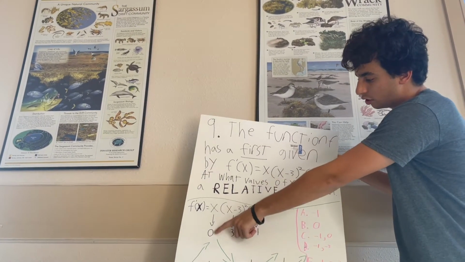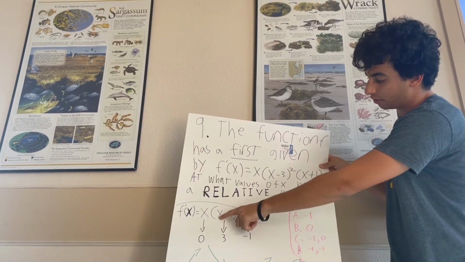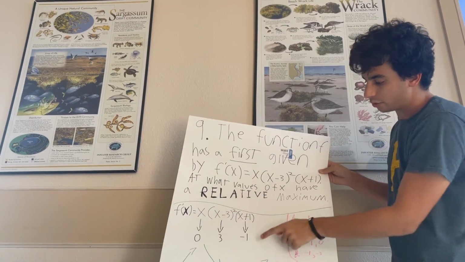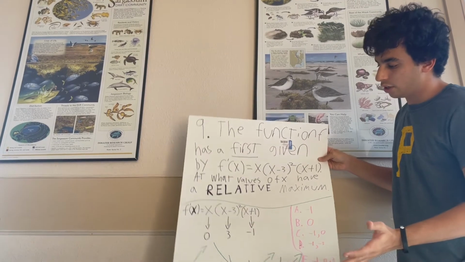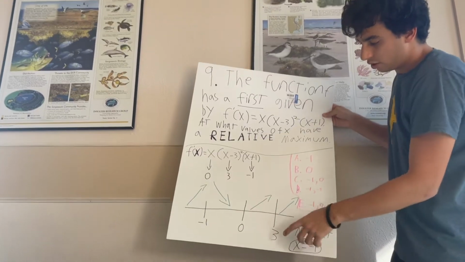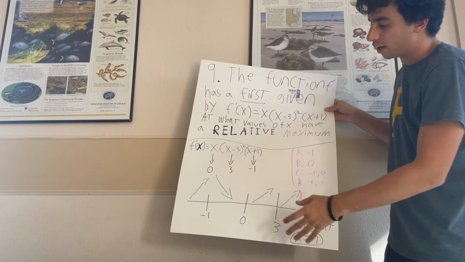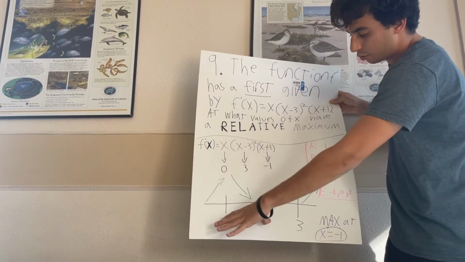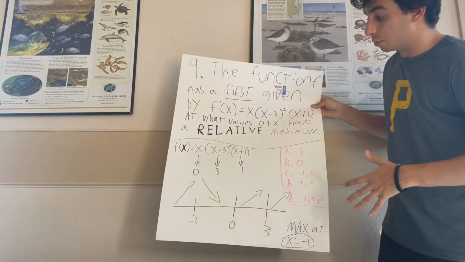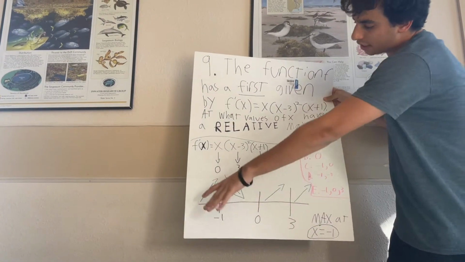So 0 makes x 0. If you plug in a 3 here, 3 minus 3 is 0, and negative 1 plus 1 is 0. So we found our zeros, and then we arrange these numerically. So now we have to find the direction of these arrows, and we do that by testing points in between these and at the lower and upper extremities. So we'll take negative 2, for example.